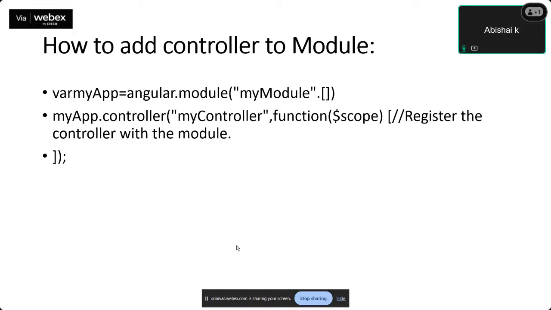So how to add a controller to a module? In this, var myApp = angular.module, myApp.controller("myController", function($scope). This is the syntax for adding the controller to the module.